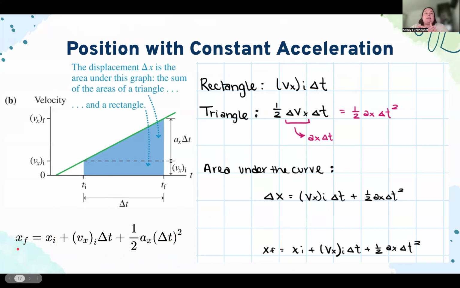Also, I call this the long kinematics equation. I mean, you can see why it's longer than the other one. And yeah, that's where it comes from. It comes from the area under the curve, or area between the graph and the origin or zero line, and the definition of acceleration.